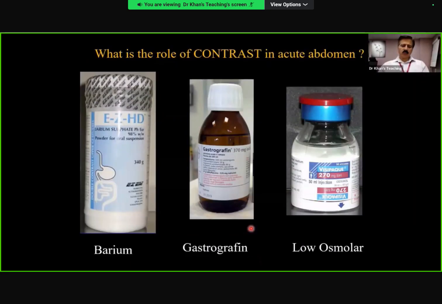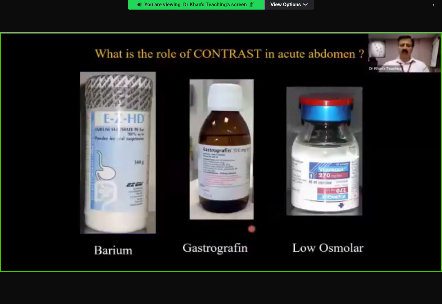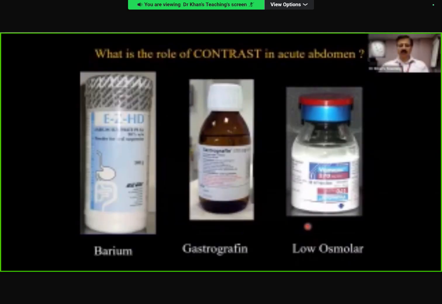Now, you see, on your slide, there are 3 types of contrasts, and the concepts about these contrasts are very important for the exam. And this is the difference between a safe radiologist and an unsafe radiologist. It's a black and white thing. If the examiners find you unsafe in the exam, you will be penalized for it, and you might fail because of that. So the point is, barium, gastrographin, and low osmolar contrast agent can be used in the GIT, right?